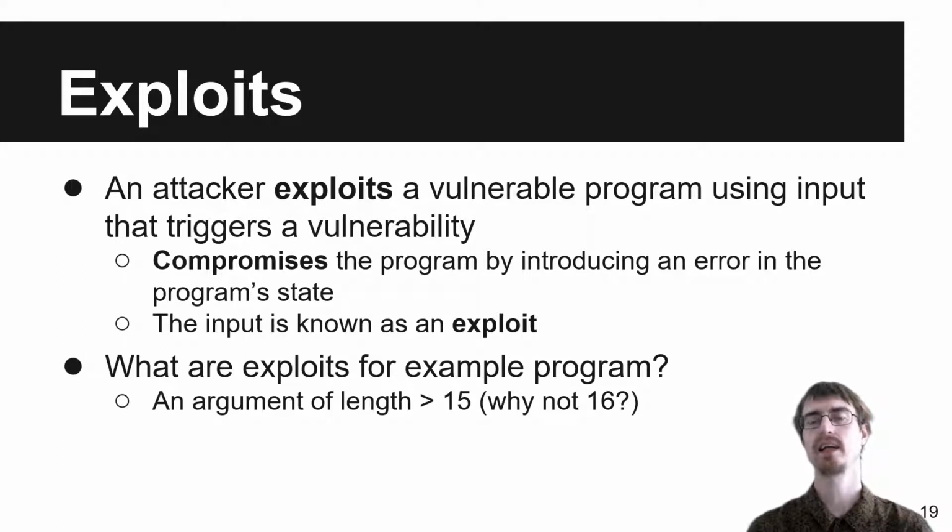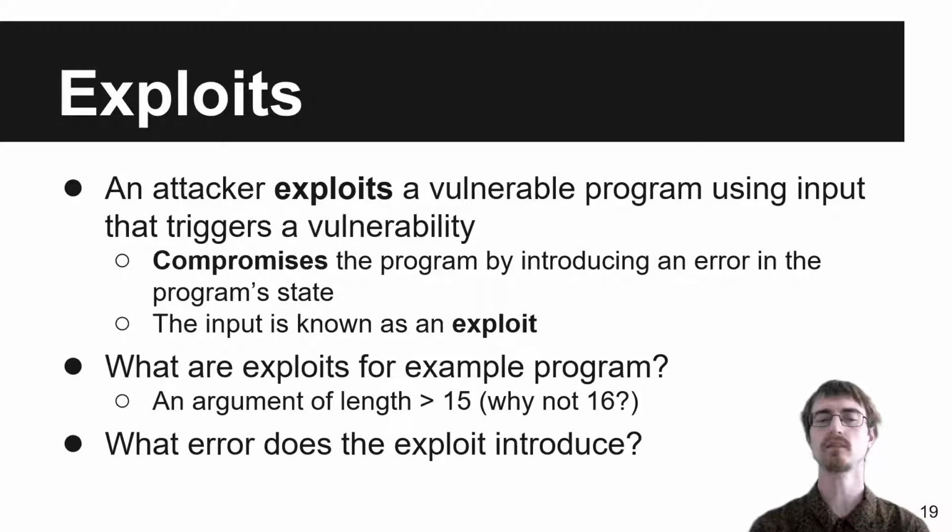Every string ends with a null terminator, and it also needs space. So if we write a string of 16 bytes, the null terminator ends up in the next memory location, which is no good and could be exploitable and could be used in some cases for an attacker to gain control over the program. So in this case, what error does the exploit introduce in the program state? Again, feel free to pause playback.